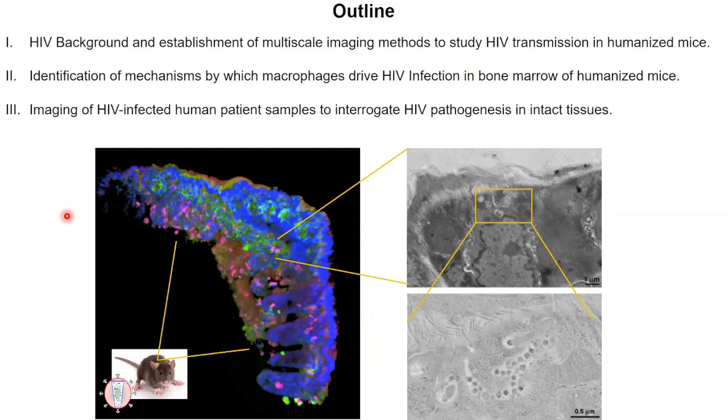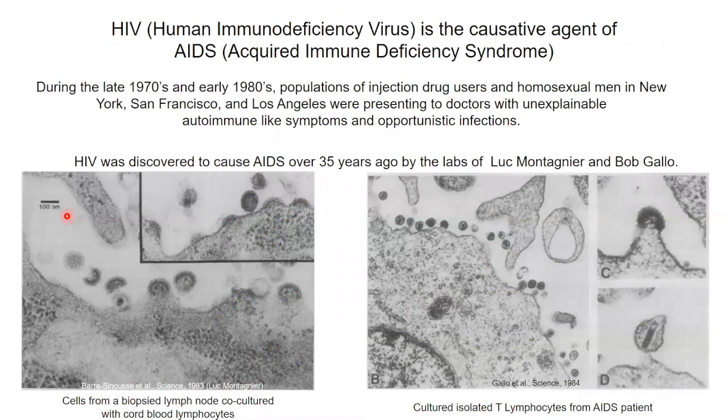I always put this slide up, because we're all familiar with HIV and the worldwide problem. I'm not going to go too much into the background other than to say that electron microscopy and imaging were critical in establishing HIV as a causative agent of AIDS over 35 years ago. As you'll see in the talk, we're still actively using electron microscopy along with other imaging methods to really understand what's going on in tissues, because as we all know, that's where all the action happens.